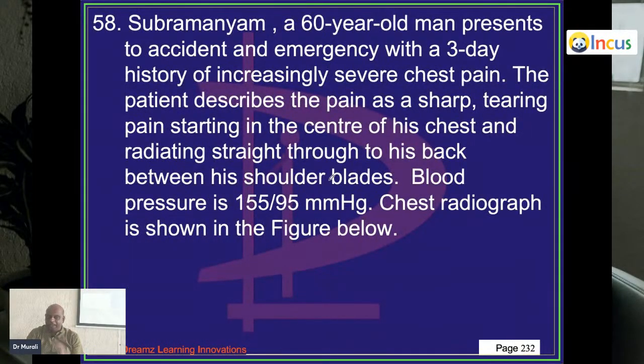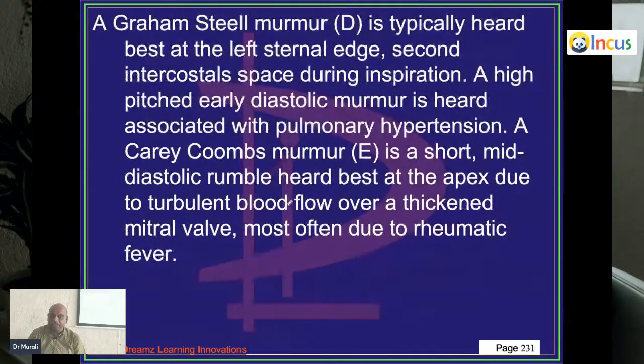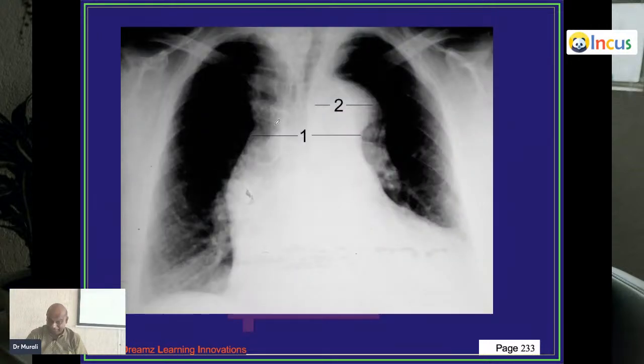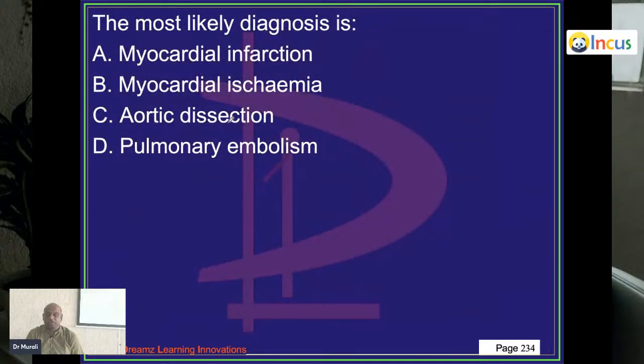A 60-year-old man presents with a 3-day history of severe chest pain. The pain is sharp. The pain is tearing. And it is radiating in the interscapular area in the back. There is a widening of the mediastinum. So the diagnosis is aortic dissection. Uncontrolled hypertension is the one which is responsible for the aortic dissection, is what you need to remember.